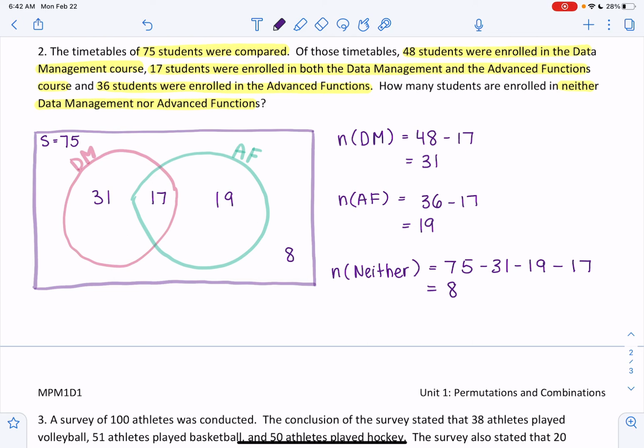When I determine the number of elements in my universal set, it's important that all of my numbers on my diagram add up to that. So in this case, 31, 17, 19, and 8 have to add up to 75, or I've made a mistake somewhere. So that does help you to get a better understanding if you've made any errors or not. Okay, let's try a little bit more challenging one, and we'll add another set.